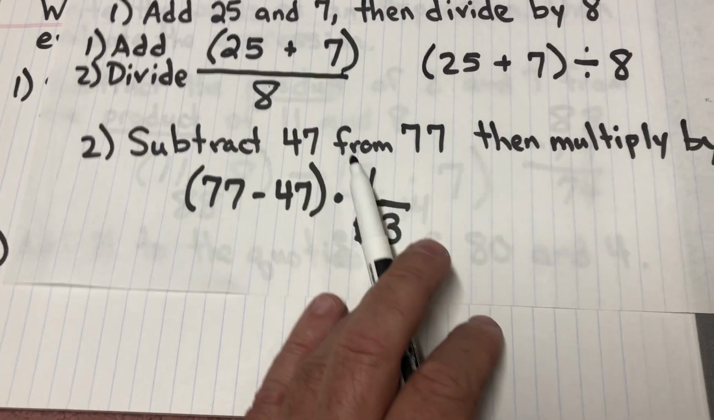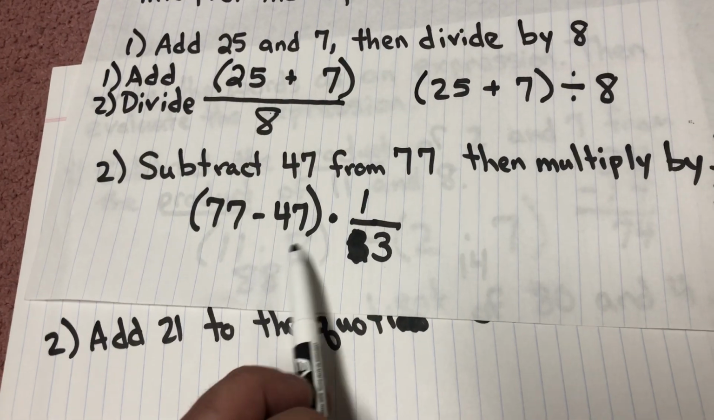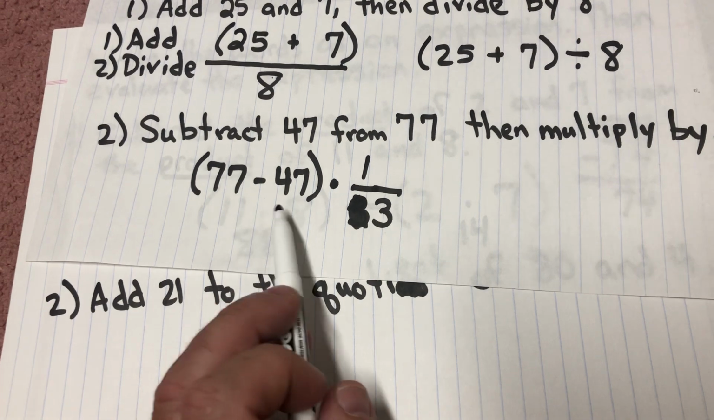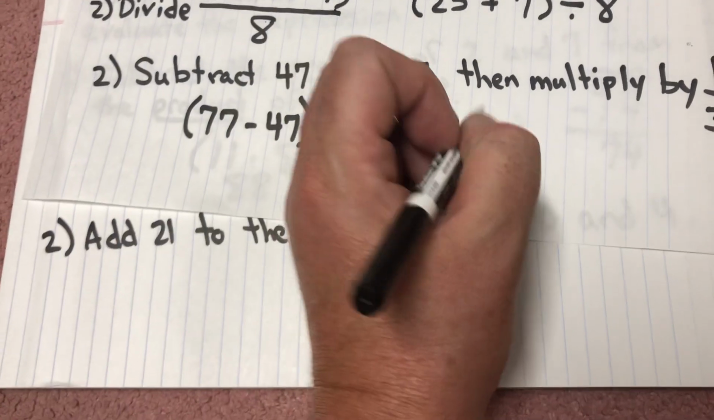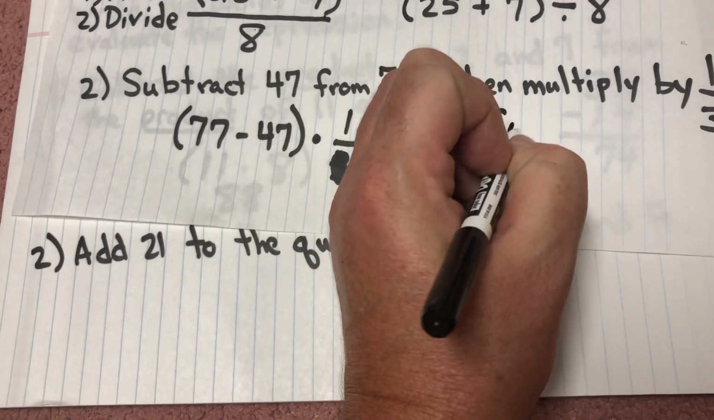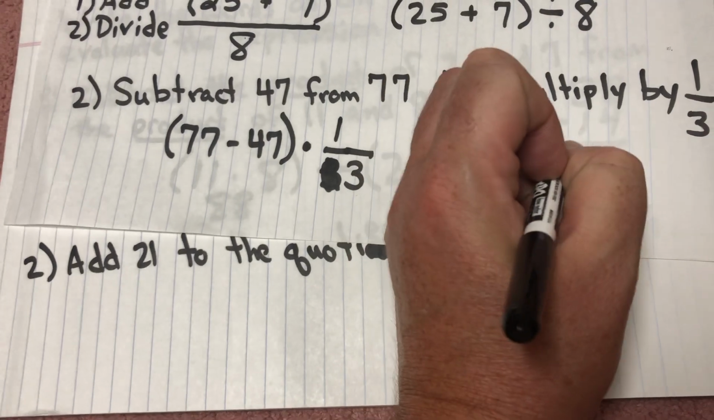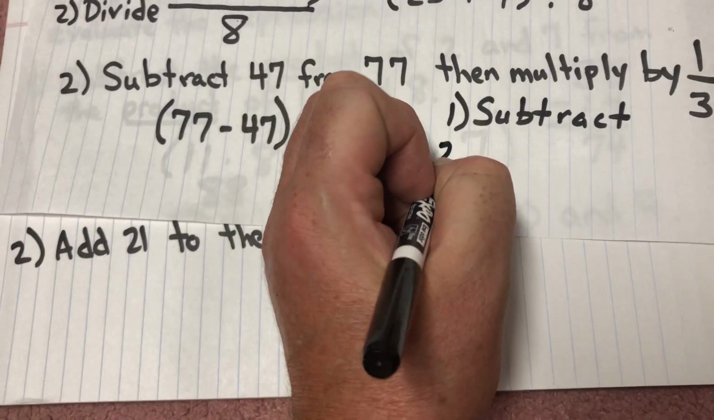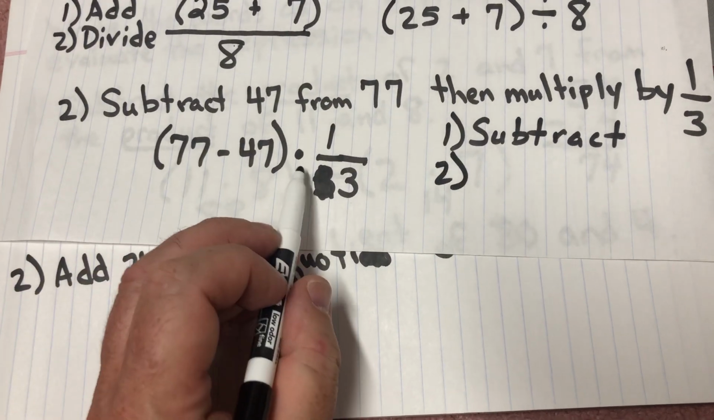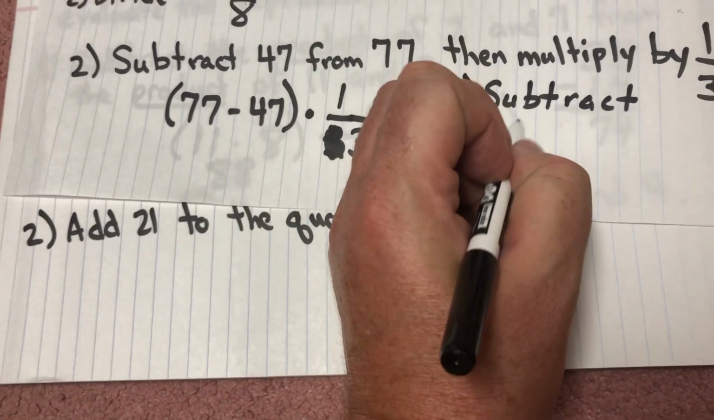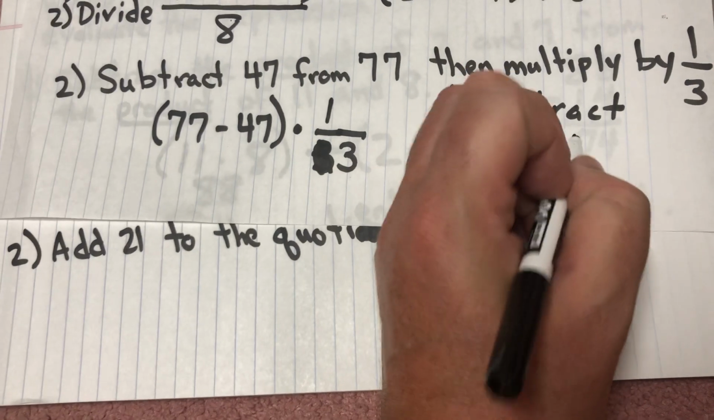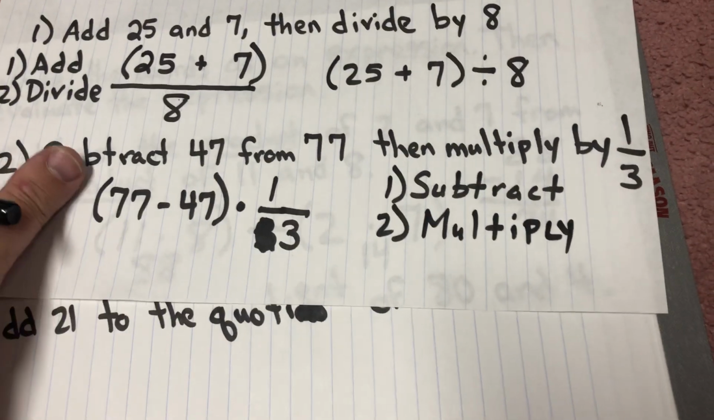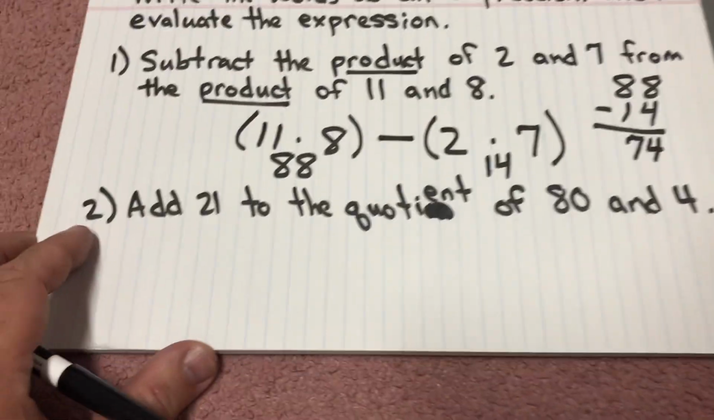Okay? So once again, writing my steps, remember in this one, I have to have that in parentheses because it tells me to subtract first. Step 1 is to subtract. And then step 2, after I subtract, then I would multiply it by 1/3. And I would write multiply. All right, back to our last one.